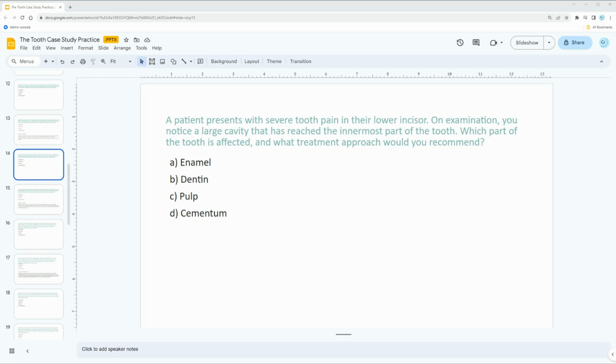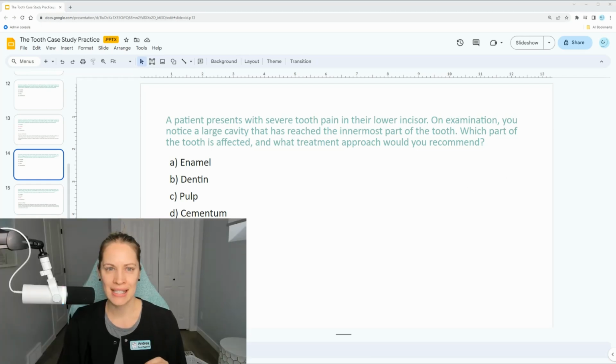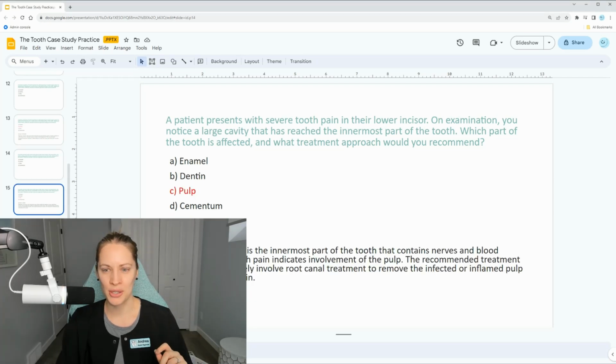So while you're thinking about it, I'm going to explain it a little bit as well. So anytime you're going over a mock exam question, what I want you guys to think is, look at different parts of the question. So the patient presents with severe tooth pain where? In their lower incisor. You notice a large cavity on the innermost part of the tooth. What does innermost mean? Is that the inside or is that the outside? And then which part of the tooth is affected? And depending on what part of the tooth, what treatment approach would you recommend?